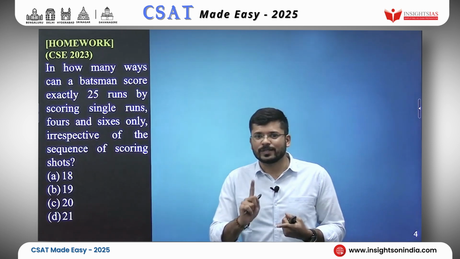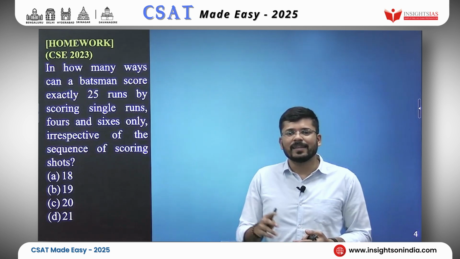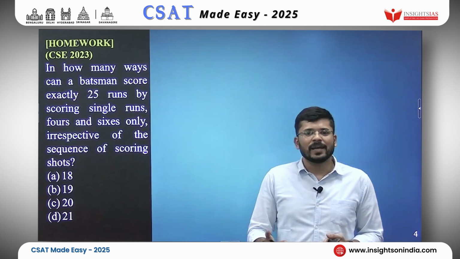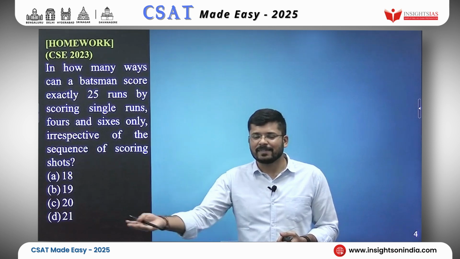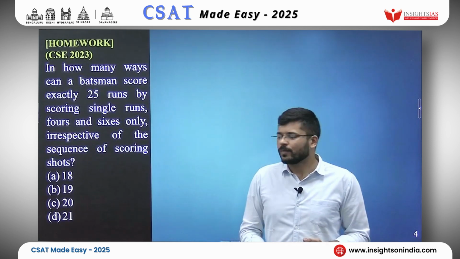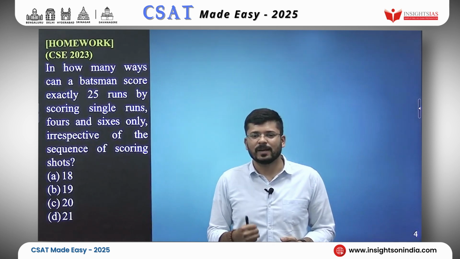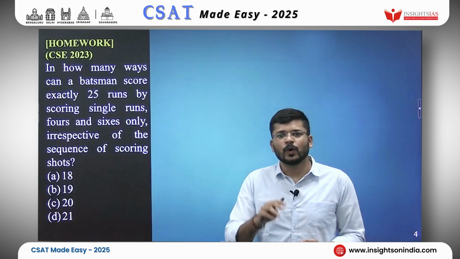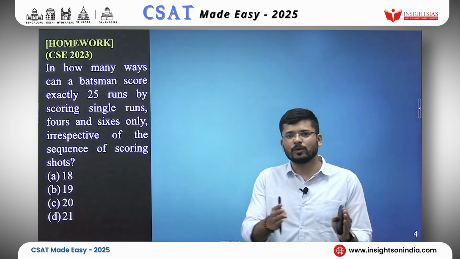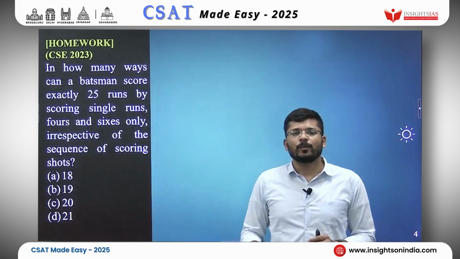If he took 3 sixers, that would be 6 threes are 18. Then he would still need 7 runs. Either he can take 7 single runs, or he can take 1 four shot and then 3 single runs. Or if he hit only 2 sixers, then that would be 12 runs, and he still has to get 13 runs. How many possibilities are there?